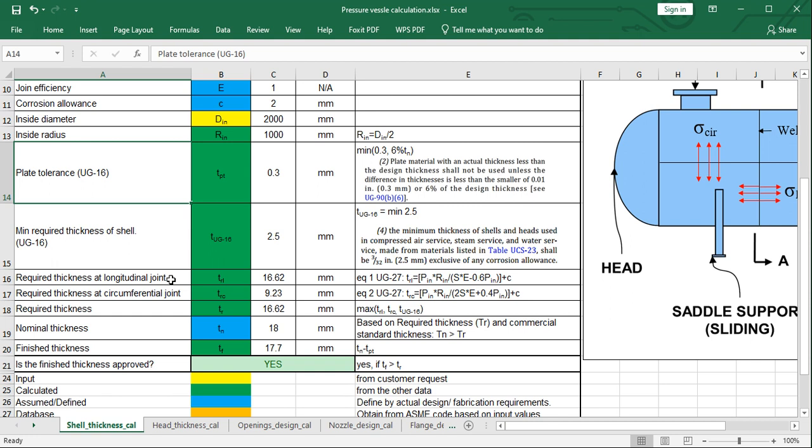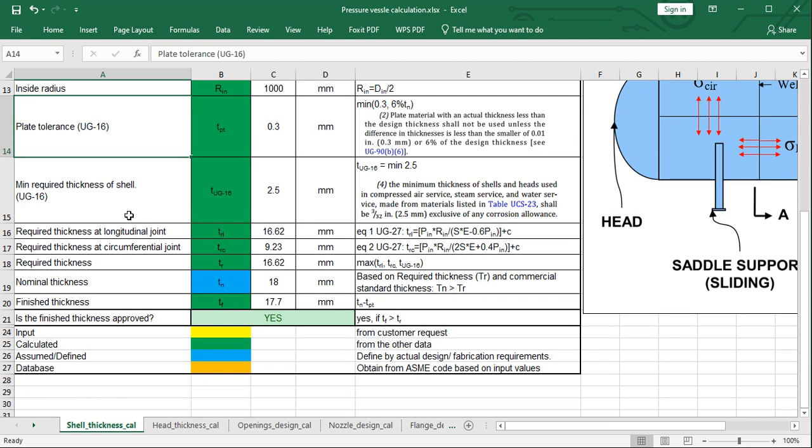The next value is the minimum required thickness of a shell in UG-16. This value is a constant value and does not depend on the size of your vessel, so it must always be greater than 2.5 millimeters.